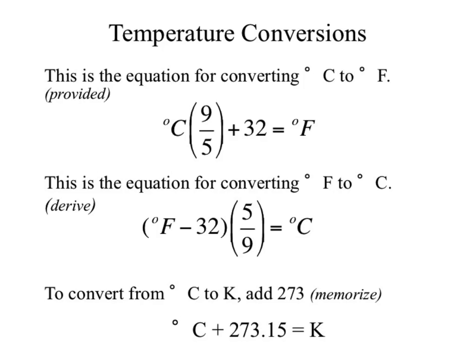Kelvin is a little bit more straightforward. All you have to do to get Kelvin is add 273 to your degrees Celsius. Officially, it's 273.15 and then a bunch of other numbers. Why is the 15 there?